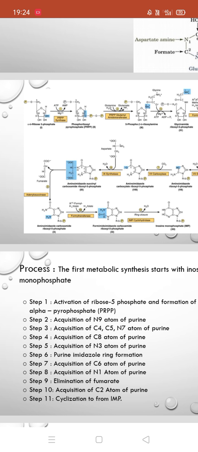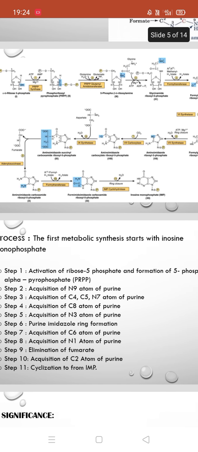Alpha-D-ribose 5-phosphate is activated by ATP and converted to 5-phosphoribosyl alpha-pyrophosphate with the help of the ribose 5-phosphate pyrophosphokinase enzyme. This product is also a precursor for pyrimidine synthesis and some amino acid synthesis like tryptophan, histidine, etc.